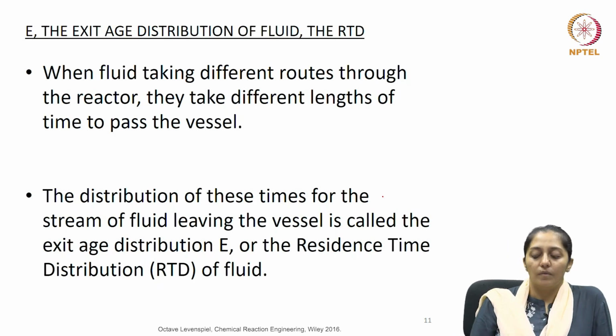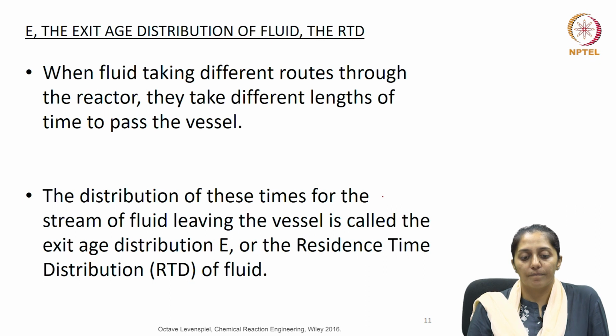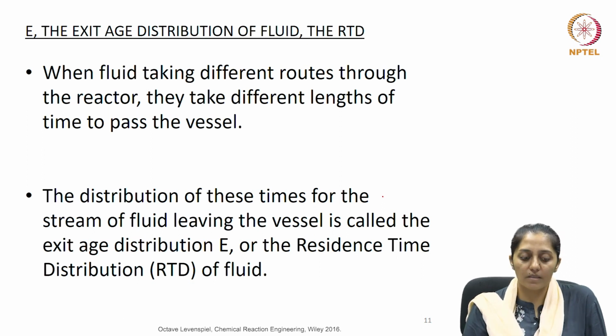So, in order to find the residence time distribution, which is also called the exit age distribution of the fluid, we make use of tracer experiments. Now, when the fluid is taking different routes through the reactor, they can take different lengths of time to pass the vessel, isn't it? Now, if we consider all these different fluid elements entering the reactor, going through different time spans inside the reactor, before they pass the vessel.